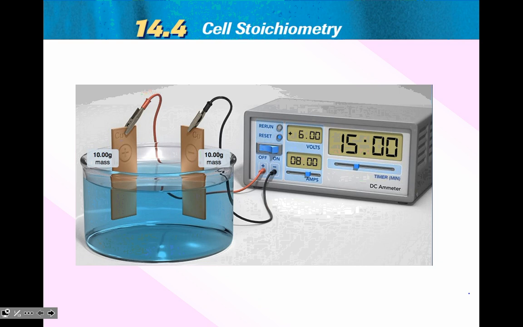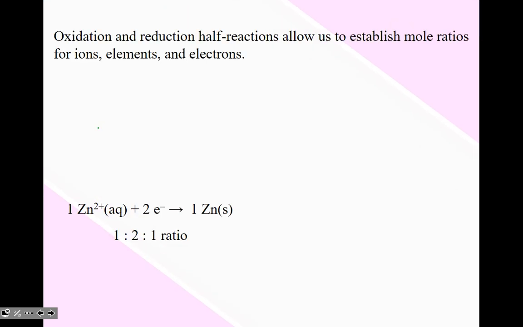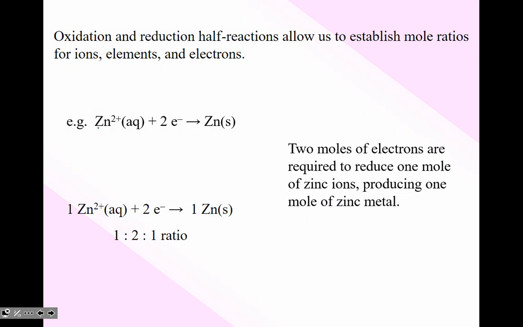Anyhow, in today's installment, we're going to be taking a look at how we use stoichiometry and half reactions to look at the molar ratio between the number of electrons and the entities. Okay, so oxidation and reduction half reactions allow us to establish molar ratios for ions, elements, and electrons. Take a look at this half reaction. We'll notice that there's one zinc ion, compared to 2 electrons in the reactants part of the half equation, and your zinc metal that's being formed.